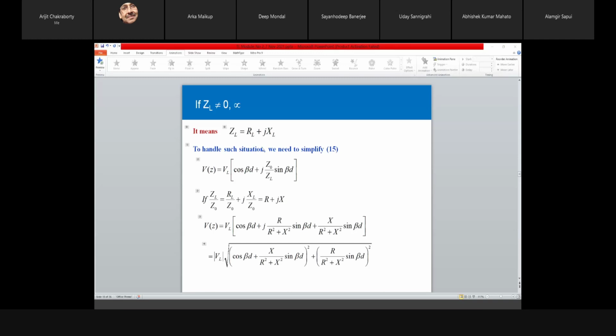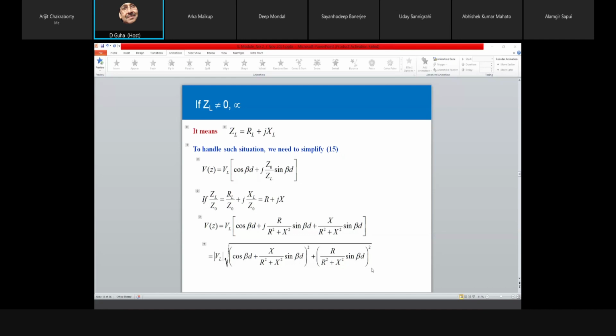Yes, sir. Okay, you take this note from here. It means ZL equal to this, and to handle such situation we need just to simplify. You just look at this. This is important. ZL by Z0 I have to write as RL by Z0 plus this, and the normalized form is this. And with this normalized form, your V as a function of Z will be changed to this equation.